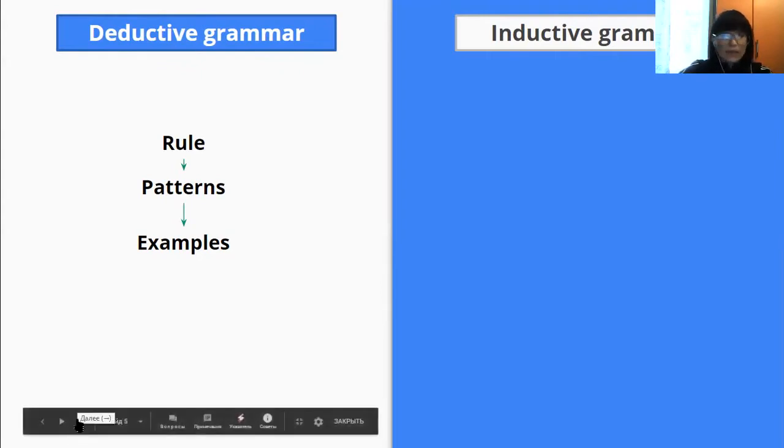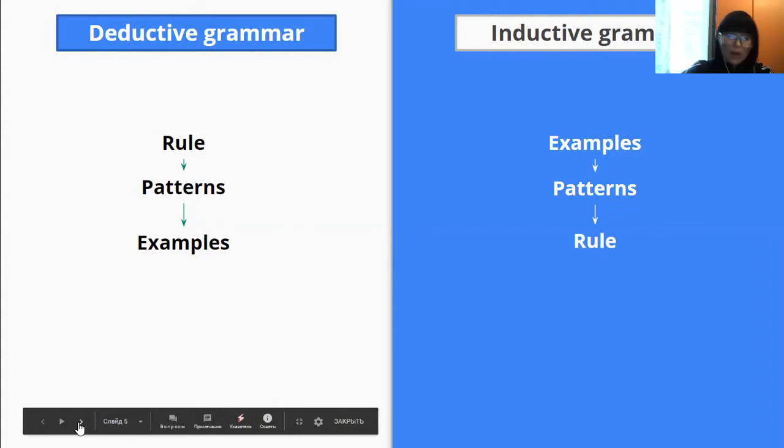Let us have a look at this sequence of steps. First and foremost, our students would be exposed to the text with these examples. Then they would have to come to these patterns, and finally, they would have to discover the rule.